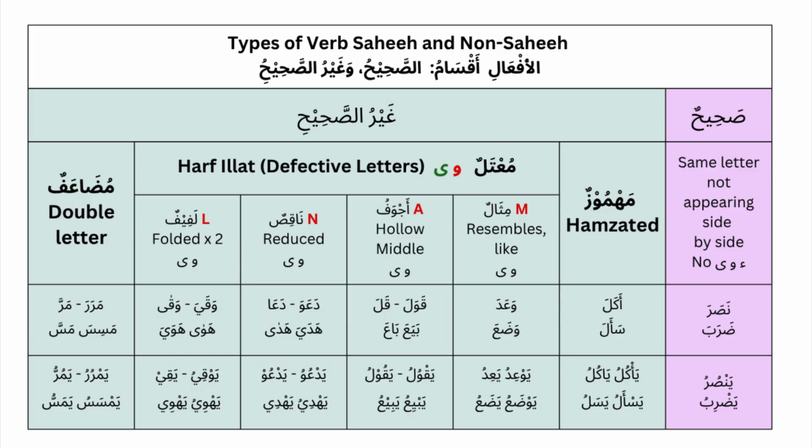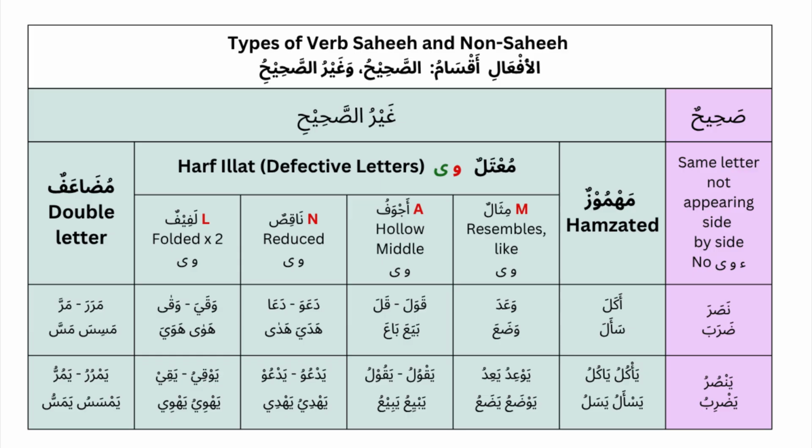5. Naqis, N, weak letter at the end. Madi: da'a, he called. Hada, he guided. Mudari: yad'u, he calls. Yahdi, he guides. The last weak letter becomes a long vowel, and may drop in some forms. This is the sign of naqis verbs.